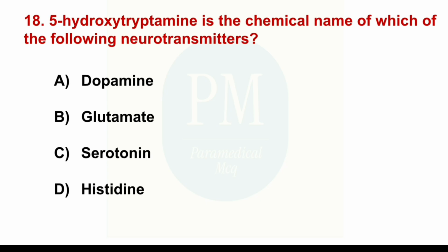5-hydroxytryptamine is the chemical name of which of the following neurotransmitters? Option A, dopamine, option B, glutamine, option C, serotonin, option D, histidine. The correct option is option C, serotonin.